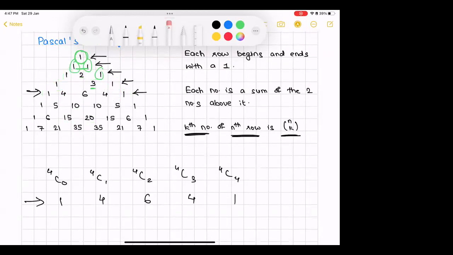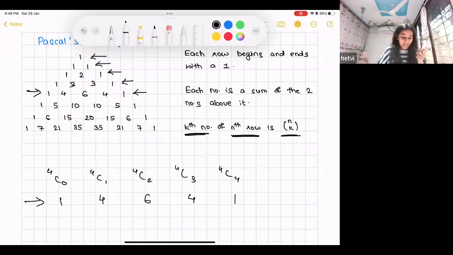It's like 11 square, 11 cube, and 11. That is also another pattern, yes. So this is the 0th row. This is the 1st row. This is the 2nd row, 3rd row, 4th row, and so on.